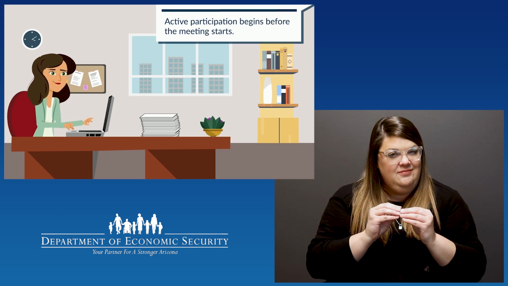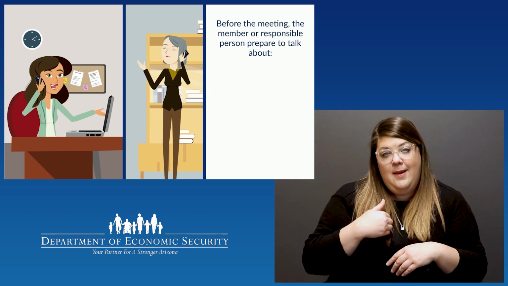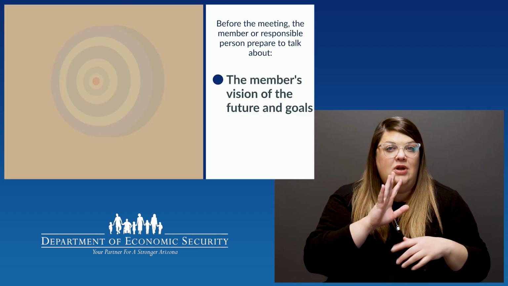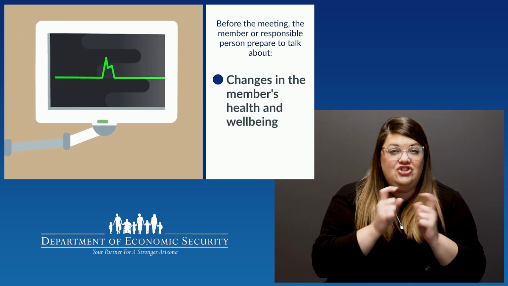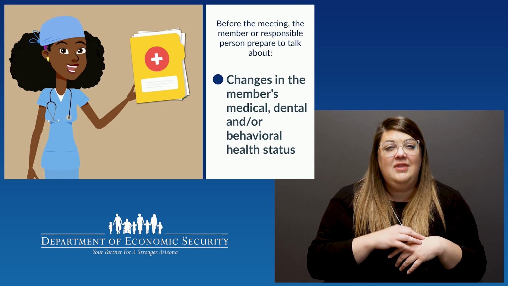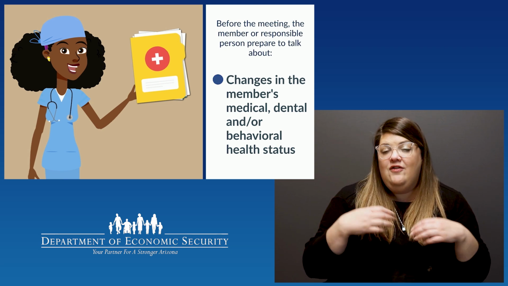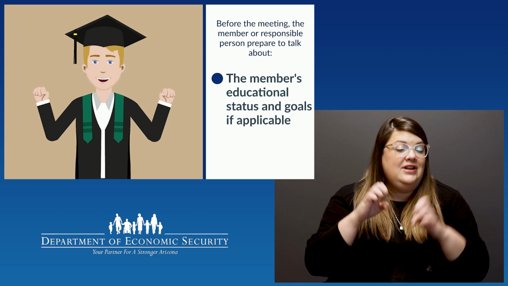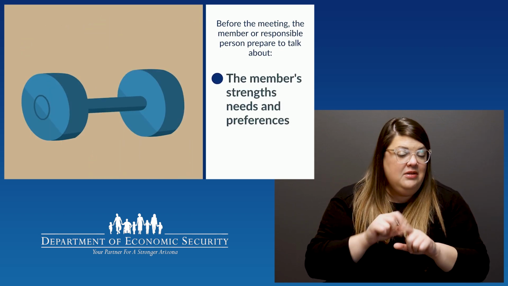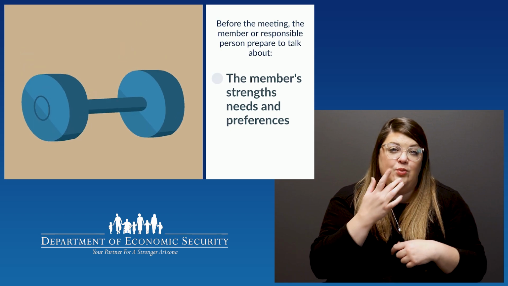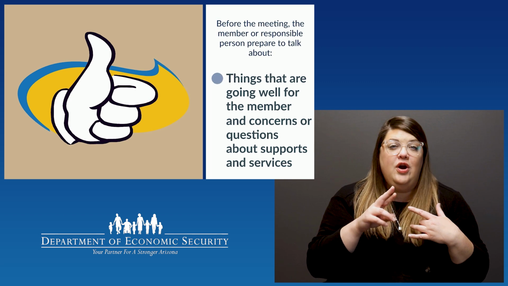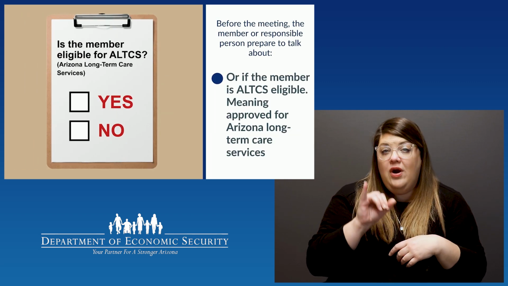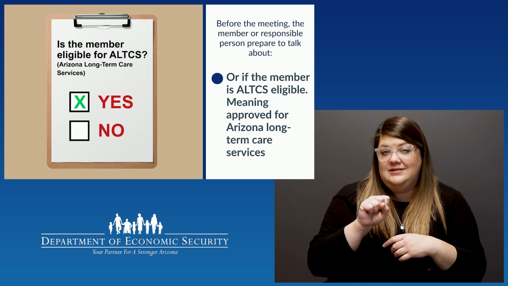Active participation begins before the meeting starts. Before the meeting, the member or responsible person prepare to talk about the member's vision of the future and goals, changes in the member's health and well-being, changes in the member's medical, dental, and/or behavioral health status, the member's educational status and goals, if applicable, the member's strengths, needs, and preferences, things that are going well for the member, and concerns or questions about supports and services, or if the member is ALTCS eligible, meaning approved for Arizona Long Term Care Services.